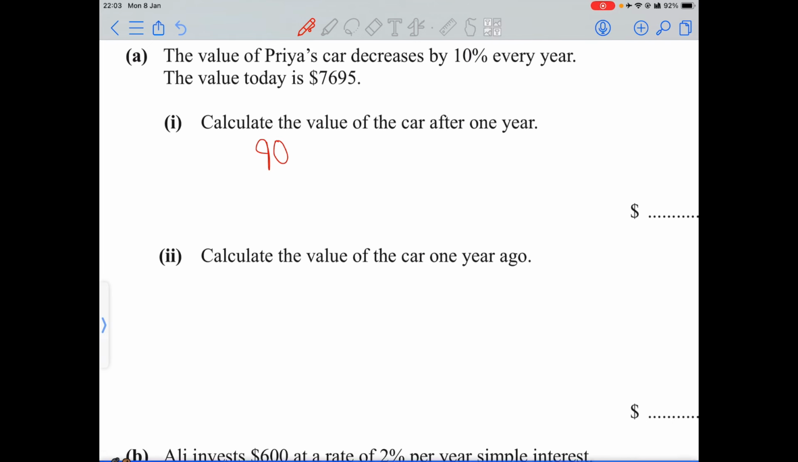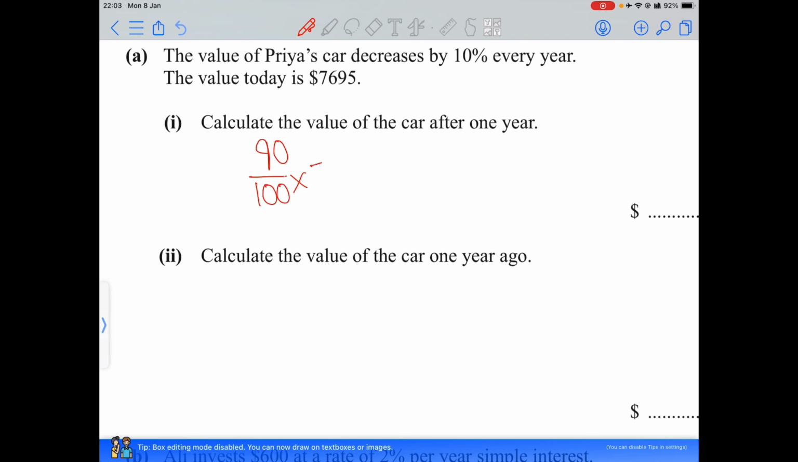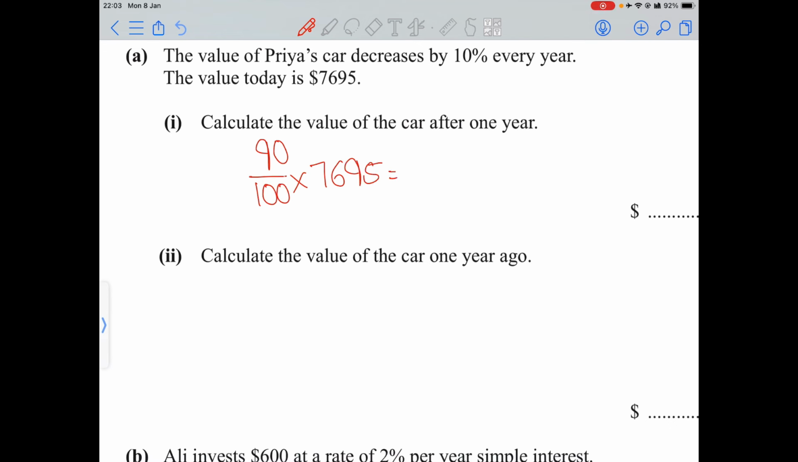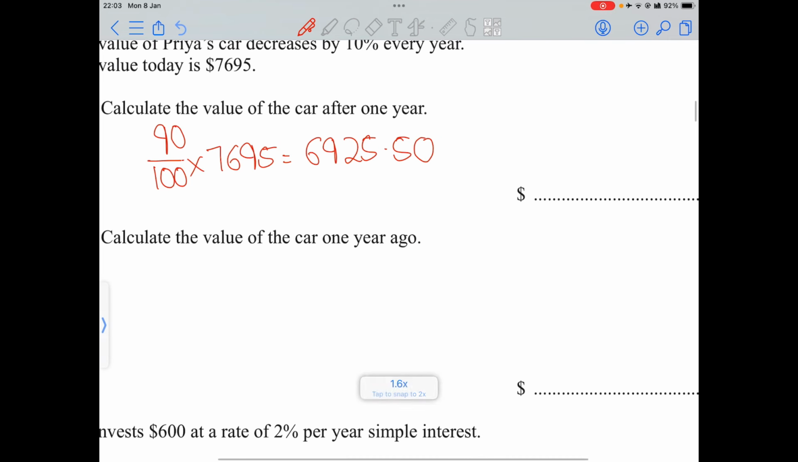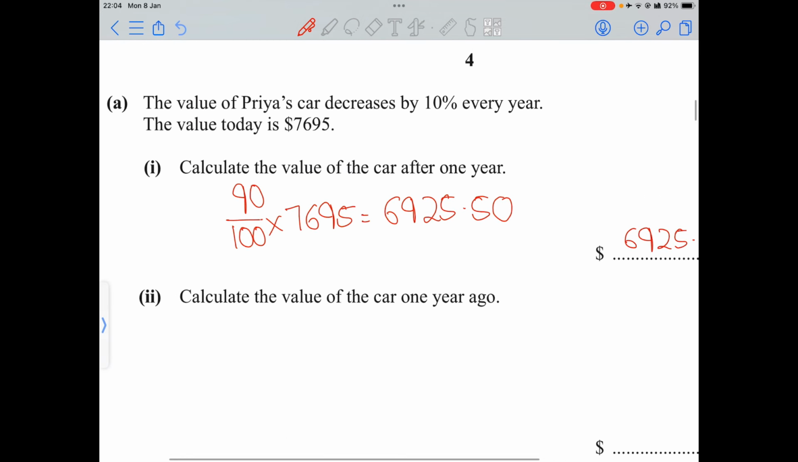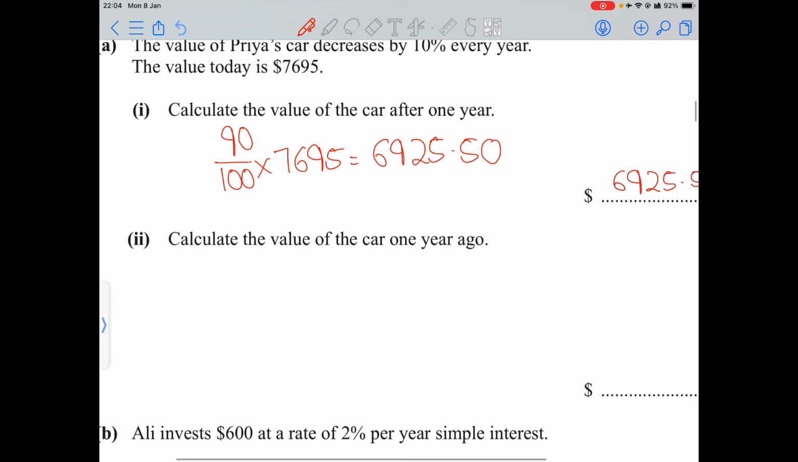So if you take 90% of this year's value, 90% of 7695, that gives you 6925.50. For amounts, it's fair enough to write it as two significant figures, because amounts are generally expressed that way. Although you could do it the other way also, that is, finding 10% of 7695, which is 769.5, and 7695 minus 769.5 will give you the same answer. But that's a more lengthy process.